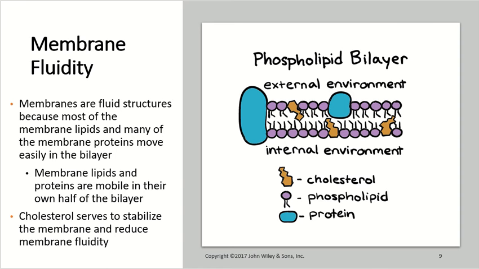It's important to mention that membrane lipids and proteins are mobile only in their own half of the bilayer. So here we can see we've got our membrane protein, right? And this protein is able to move anywhere within reason around its own half of the bilayer, but it's not ever going to be able to swap sides and move to the internal environment, right?